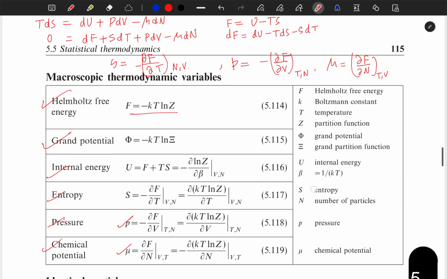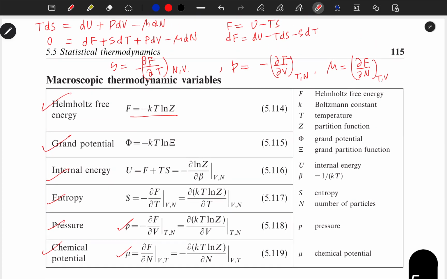So Helmholtz free energy, F equal to minus kBT ln Z. Grand potential phi equal to minus kBT ln xi. Internal energy U equal to F plus TS, or F equal to U minus TS. From that we can write U equal to F plus TS, that equal to minus d by d beta ln Z. Entropy calculation, pressure calculation and chemical potential calculation can be done through this.